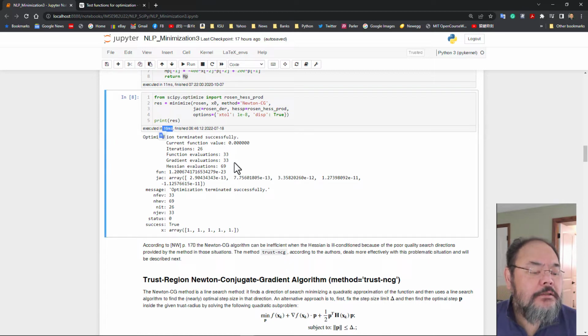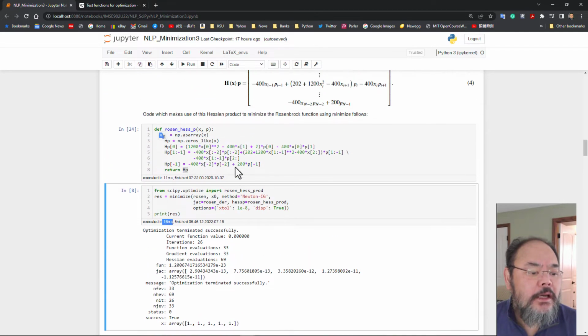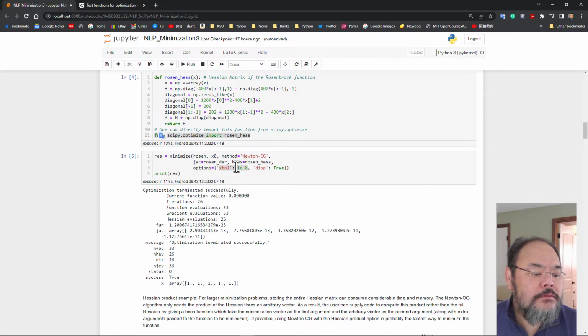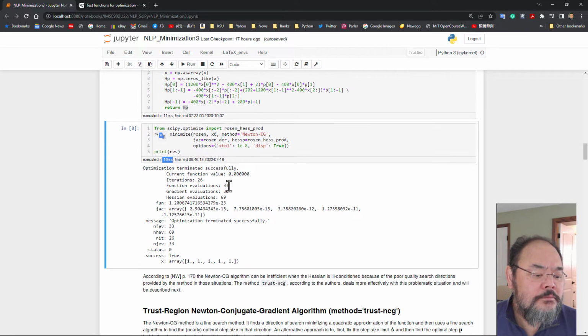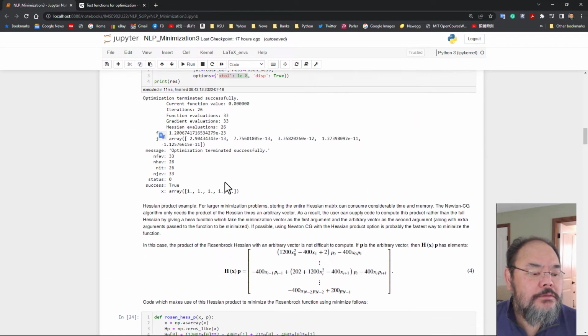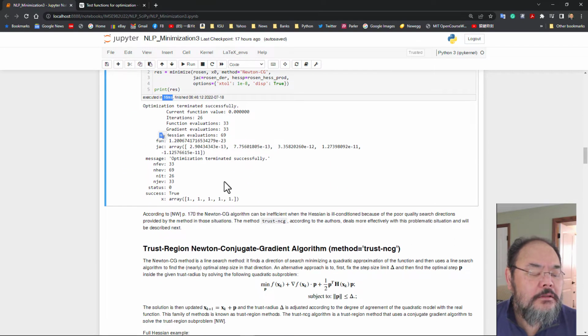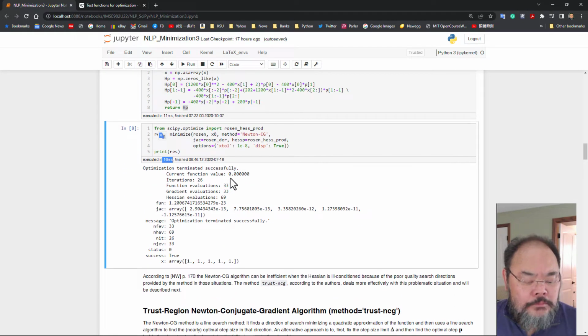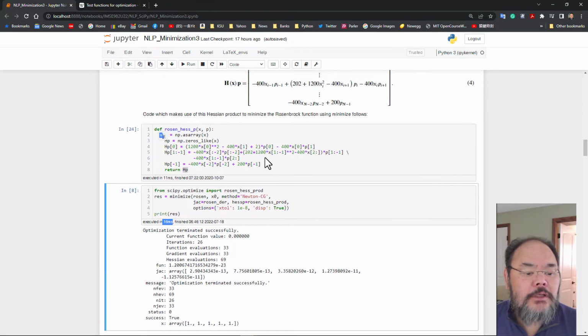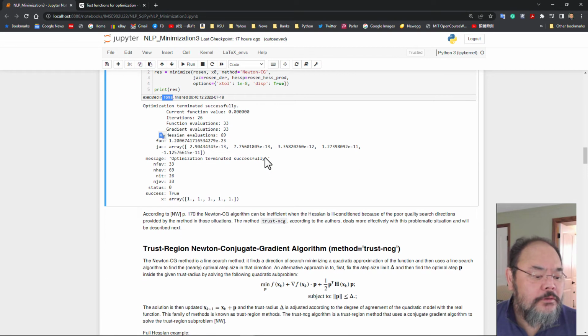This actually takes slightly longer to calculate and solve the problem. Is it 11 milliseconds? It's 16 milliseconds. So for the Rosenbrock function, it doesn't matter which one you use because the solution times for these two options are similar. However, for a large-scale problem, using the so-called Hessian product may be a little more efficient in that case.